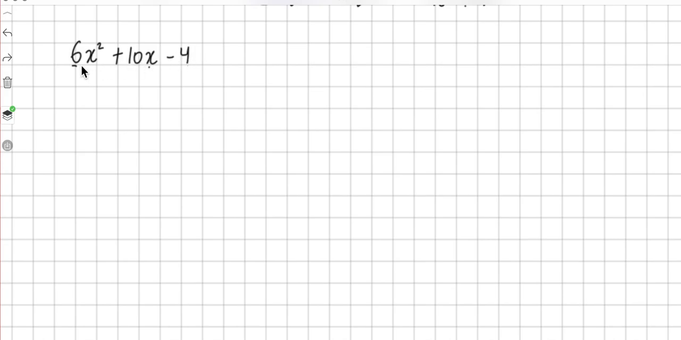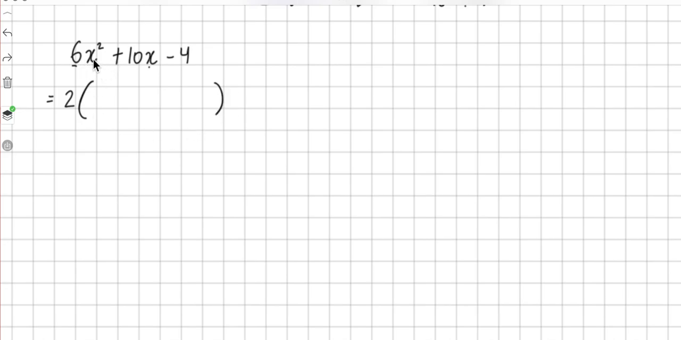That's fine. But what about the 6, 10, and the 4 here? Now all of these numbers are divisible by 2, so 2 is common here. That means I can take the 2 from 6, I can take the 2 from 10, I can take the 2 from the 4 here. So see the 2 is common right now, so we're going to factor it out here.